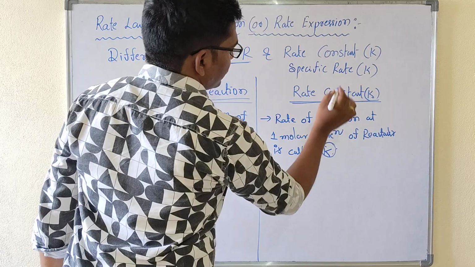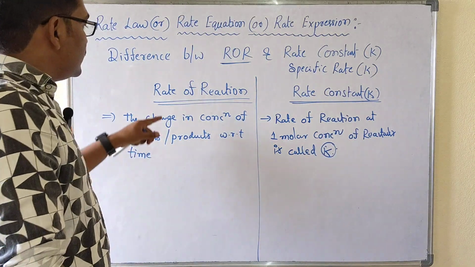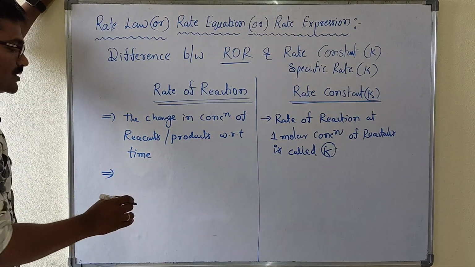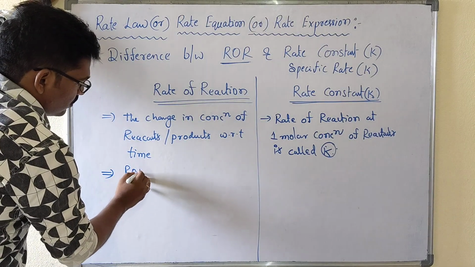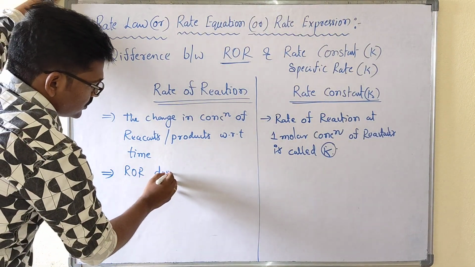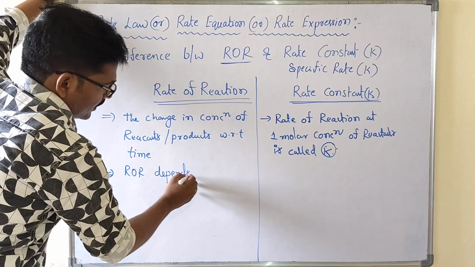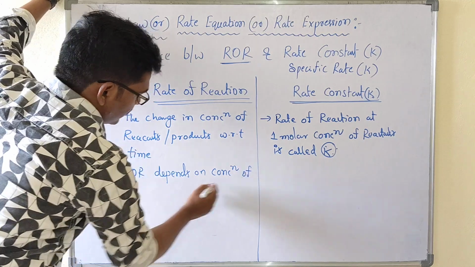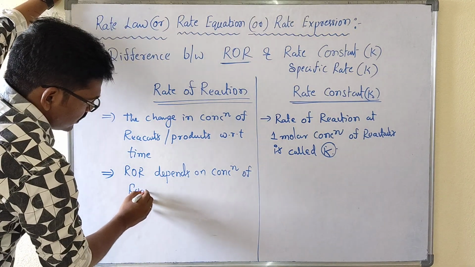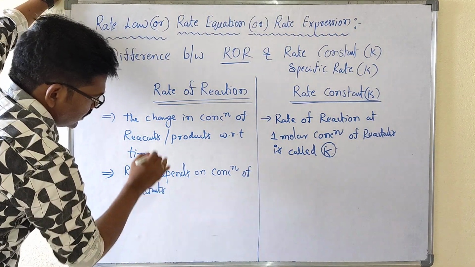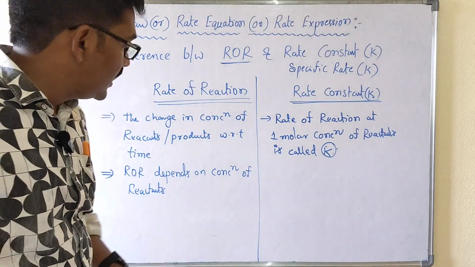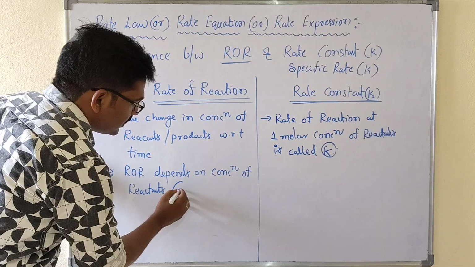Rate constant K. Clear, my dear students? Then rate of reaction depends upon concentration. Rate of reaction depends on concentration of reactants. Reactants యొక్క కాన్సంట్రేషన్ మీద ఇది డిపెండ్ అవుతుంది. Concentration of reactants. Clear?